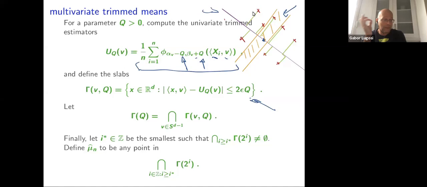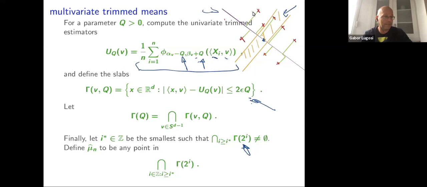We don't know what the right value of Q is. So what we do is we do it for all possible Qs, on a dyadic grid, and we take the narrowest value, the smallest Q such that this intersection is non-empty. It contains at least one point, and we can take any point there, and that's going to be our estimator. Now, these are nested sets, because of the way they are defined. So there is a smallest one that is not empty, and every other set that is not empty will contain that one. So this is the definition of our multivariate trimmed mean estimator.